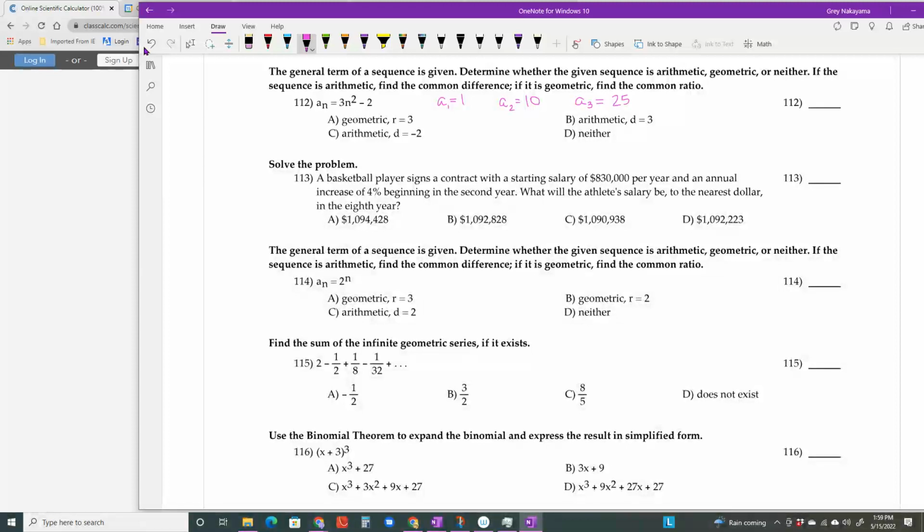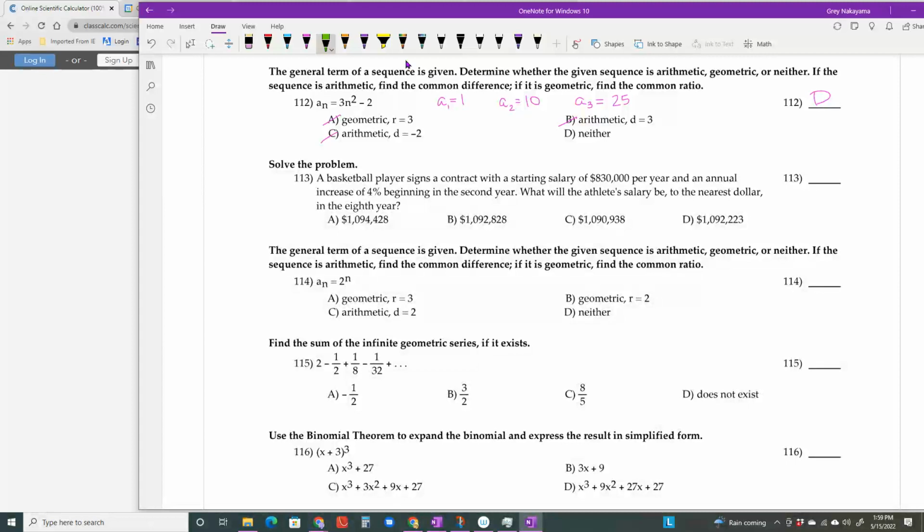Okay? So, did I add the same number? 1 to 10 is adding 9, and I don't add 9 and get 25. So there's no way that this is arithmetic. Geometric, did I multiply? 1 times 10 is 10. 10 times 10 is not 25, and so it's not geometric, and your answer is neither. I did not add or subtract the same thing, or multiply and divide by the same number every time.